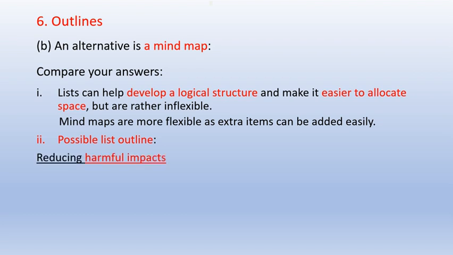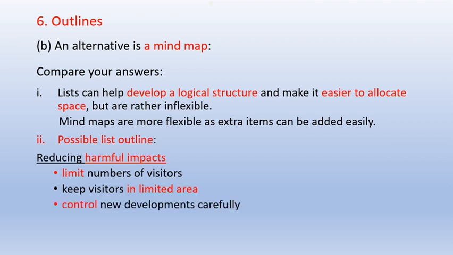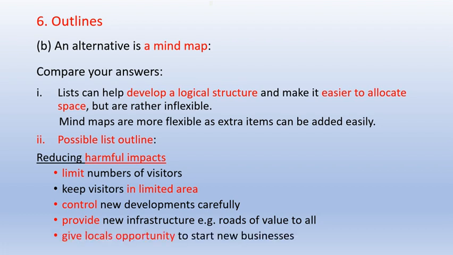Okay, you can follow this sample. When we use list outline, the good point is to limit the number of visitors. It is easy to control, and we keep visitors in limited areas. So the area is not very big, so we can limit the number of visitors, and we control new developments carefully. We also provide new infrastructure, roads that are of value to all, and we can give people the opportunity to start new businesses.